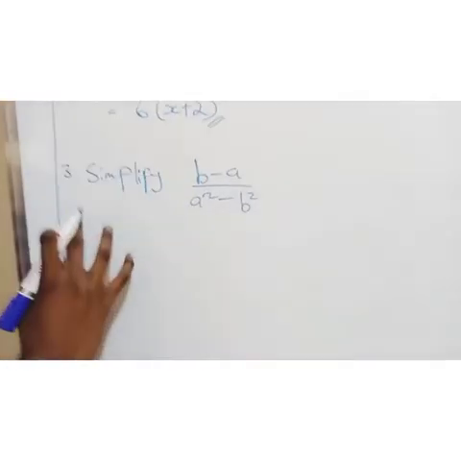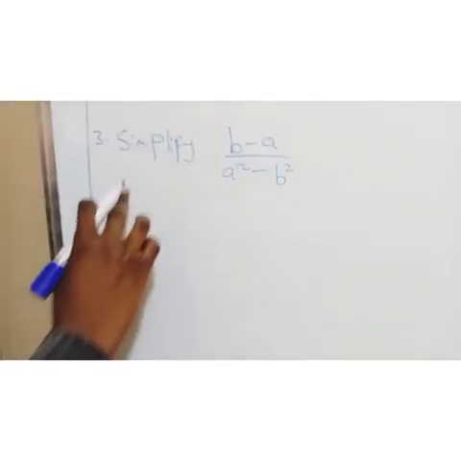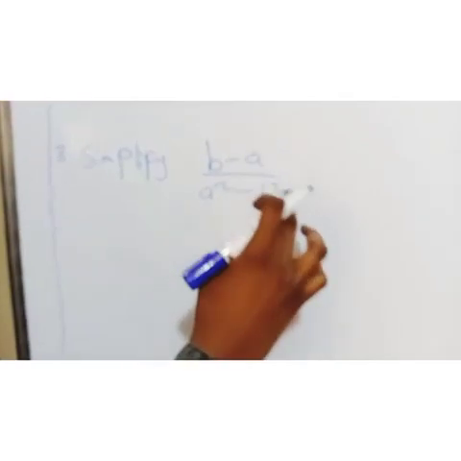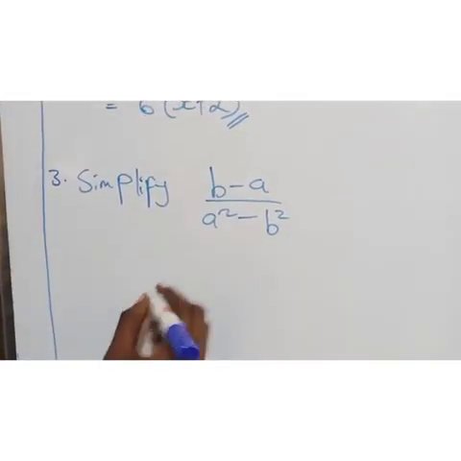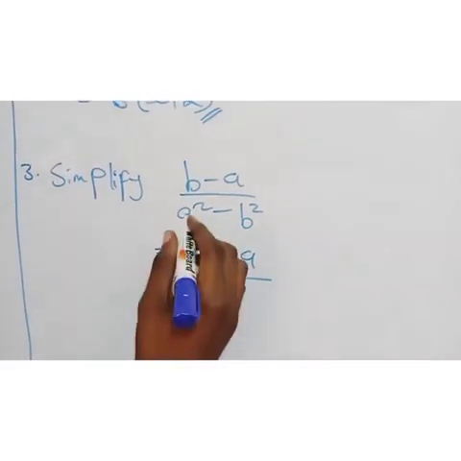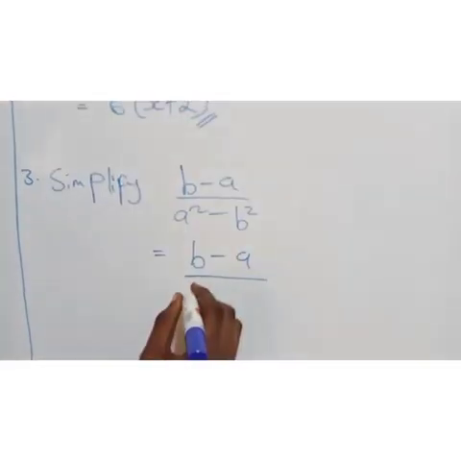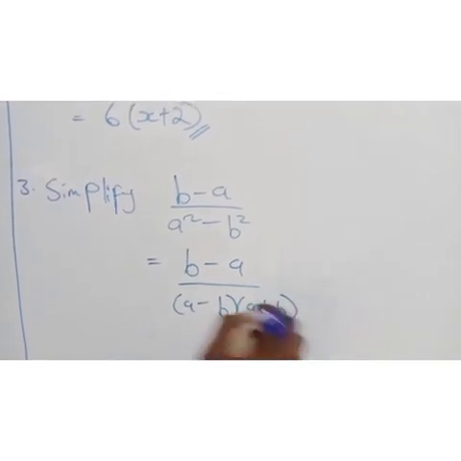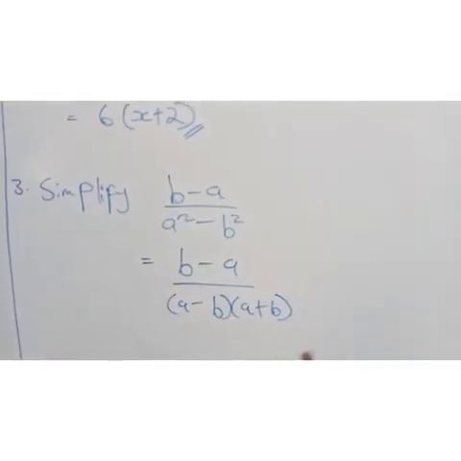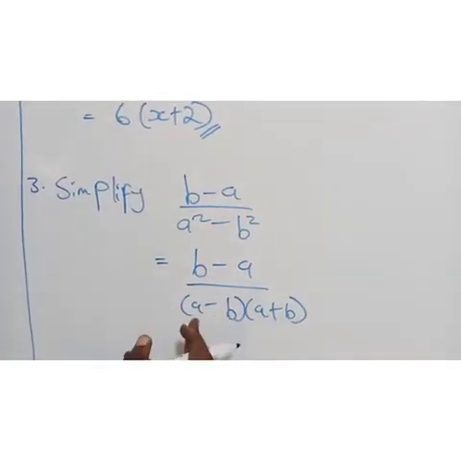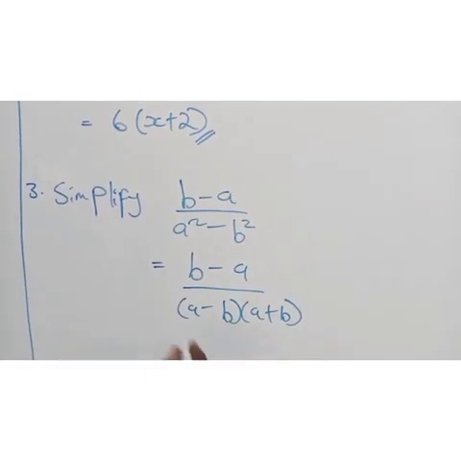So we move on to example 3. All these are exam questions. Simplify (b minus a) over (a squared minus b squared). B minus a over, this means factorization. So you have (a minus b)(a plus b). That's what it means, take this into 2 brackets. Once you have that, normally you would cancel what's common. But if you check this, there's nothing that's common. So just leave it like this.